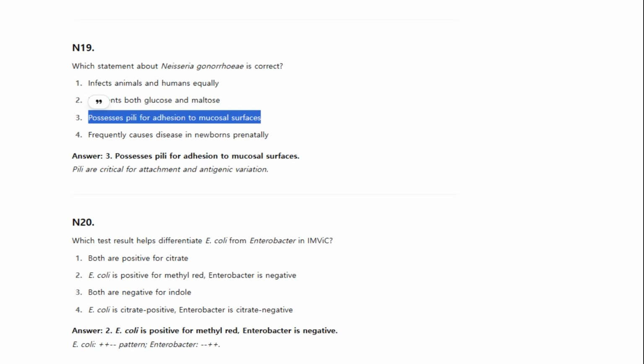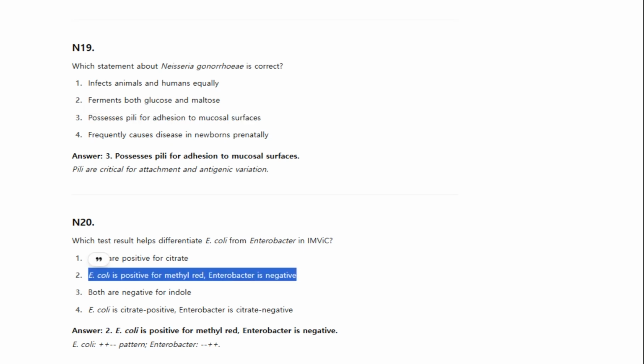N20. Which test result helps differentiate E. coli from Enterobacter in IMViC? 1. Both are positive for citrate. 2. E. coli is positive for methyl red. Enterobacter is negative. 3. Both are negative for indole. 4. E. coli is citrate positive. Enterobacter is citrate negative. Answer: 2. E. coli is positive for methyl red.